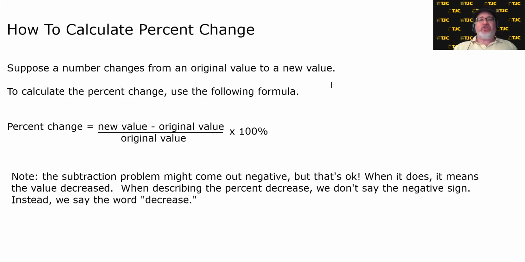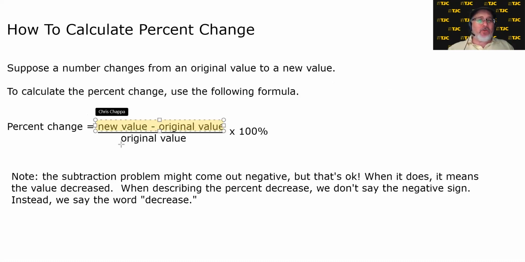Suppose the number changes from an original value to a new value. So it was one value and then it changed to something else. To calculate the percent change, use the following formula. Percent change equals the new value minus the original value. In other words, how much did the value change?